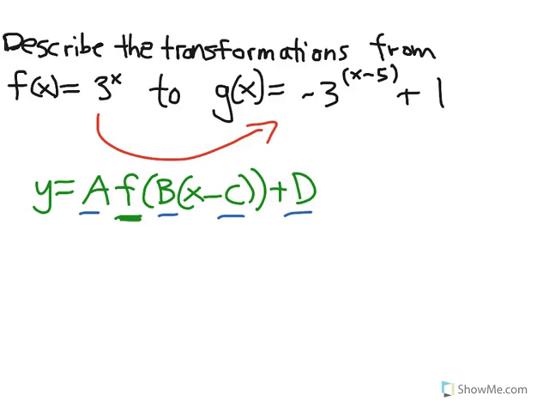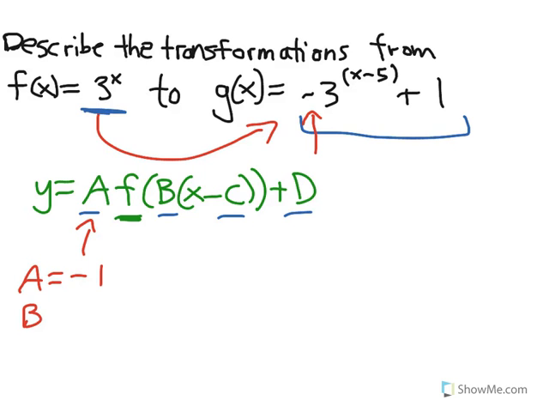So we just have to use this as our base function, 3 to the x, and take a look at g of x to determine what a, b, c, and d are. So the first thing I notice is that there's this negative value in front, which is the same as negative 1. If I go to my general form here, that's clearly the a, that's in front. So a equals negative 1.